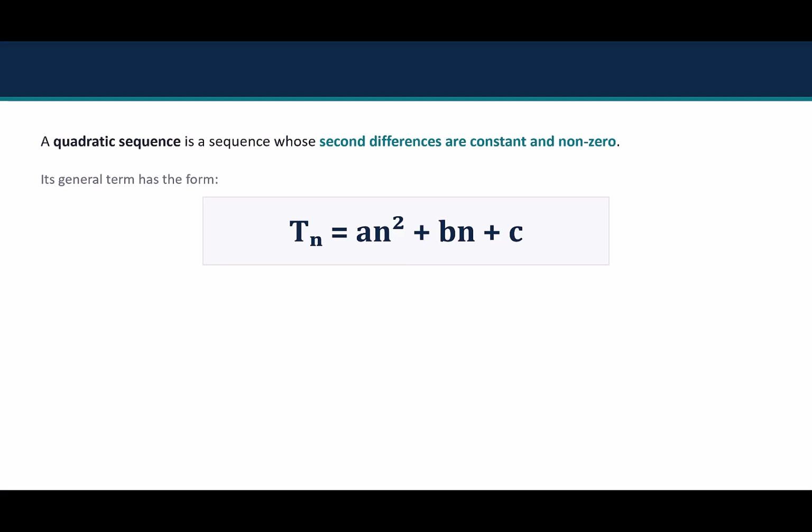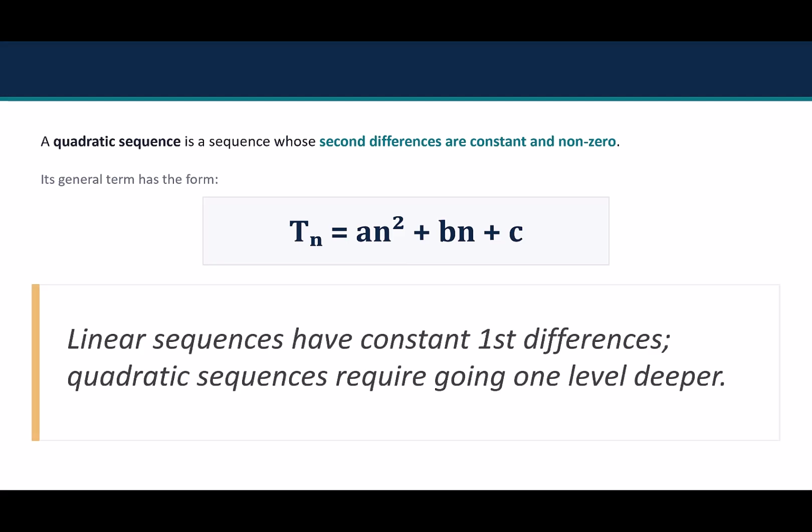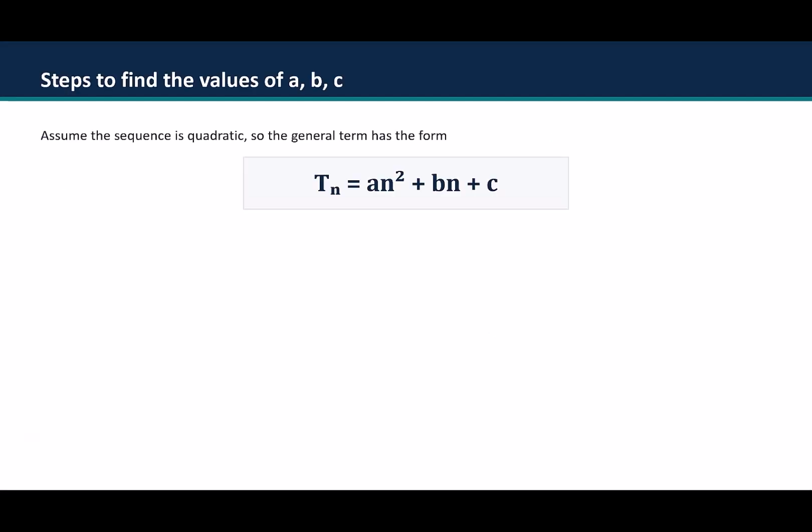Its general term is going to have the form t sub n is equal to a n squared plus bn plus c. What this tells us is that linear sequences have constant first differences, but quadratic sequences require us to go one level deeper. So we need to talk about steps to find the values of a, b, and c. So let's assume we're dealing with a generic sequence that's quadratic. Its terms are going to have the form t sub n is equal to a n squared plus bn plus c.